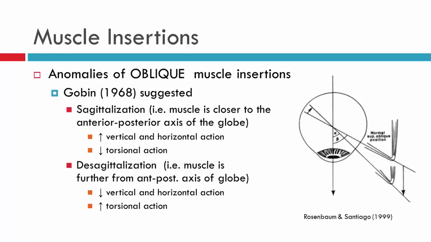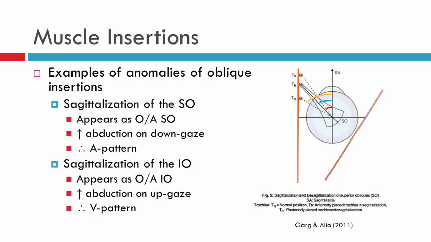So in depression, we're going to have an increase in abduction. So here I give you an example of the sagittalization of the superior oblique or the inferior oblique and what we would expect to see in terms of an A or V pattern.